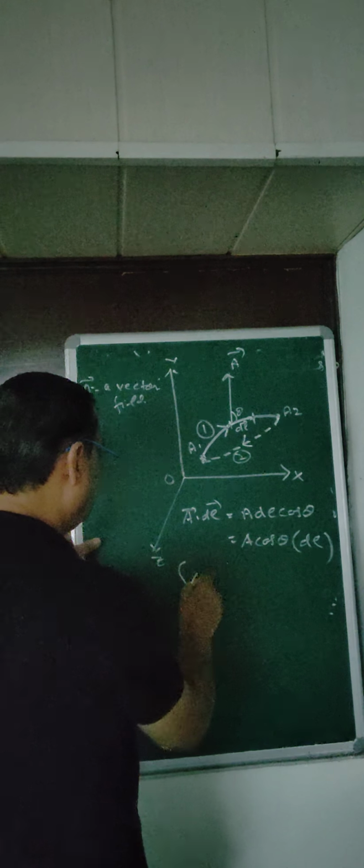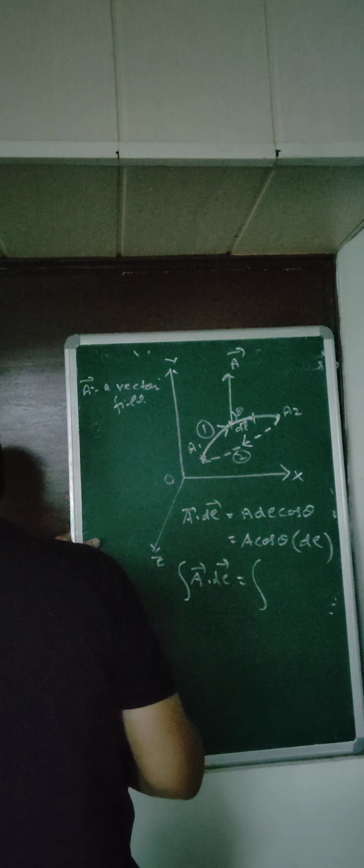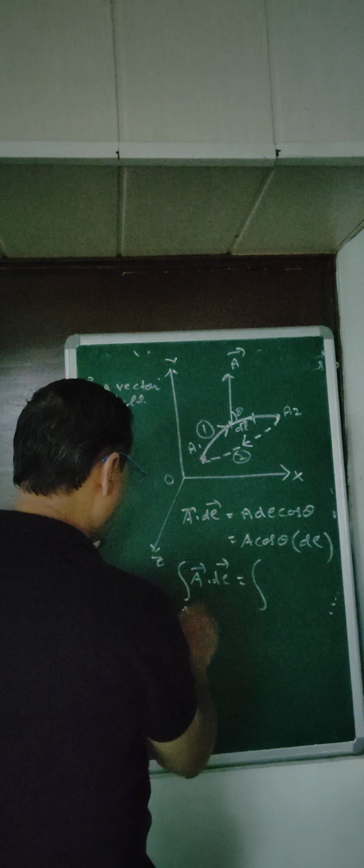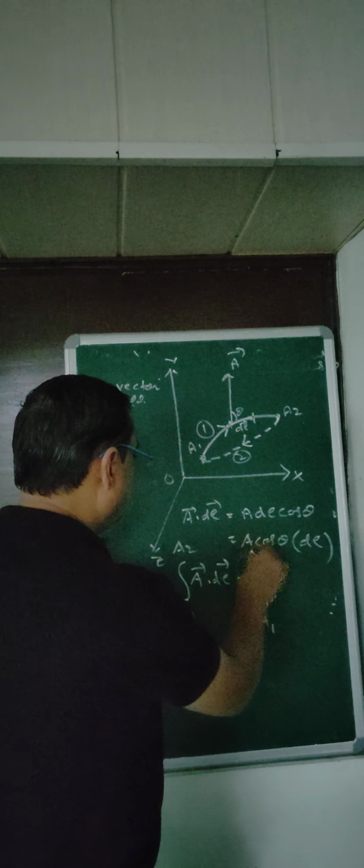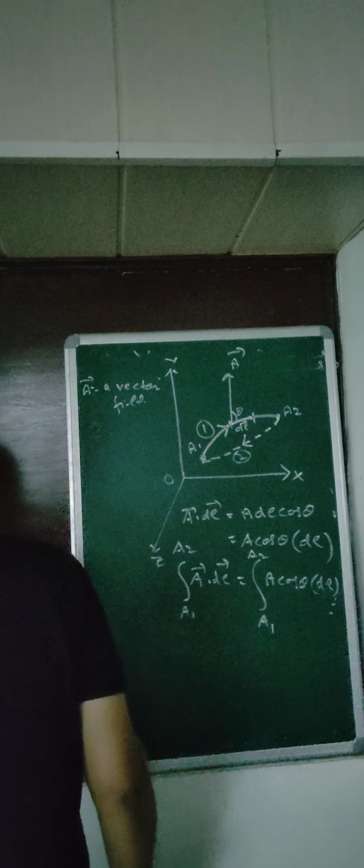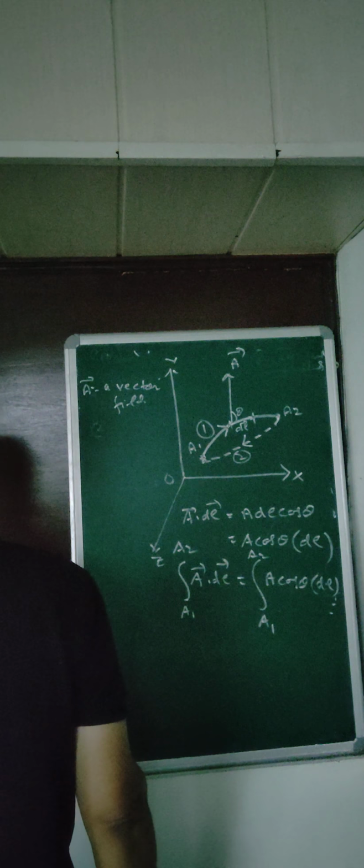So this is, you see, A1 to A2, this is a line. So we are putting a line integral here, and this is the integral of A dot dl. And from where to where are we going? We are going from A1 to A2. This is the limit on this, and this is A cos theta into dl. You have written this here.